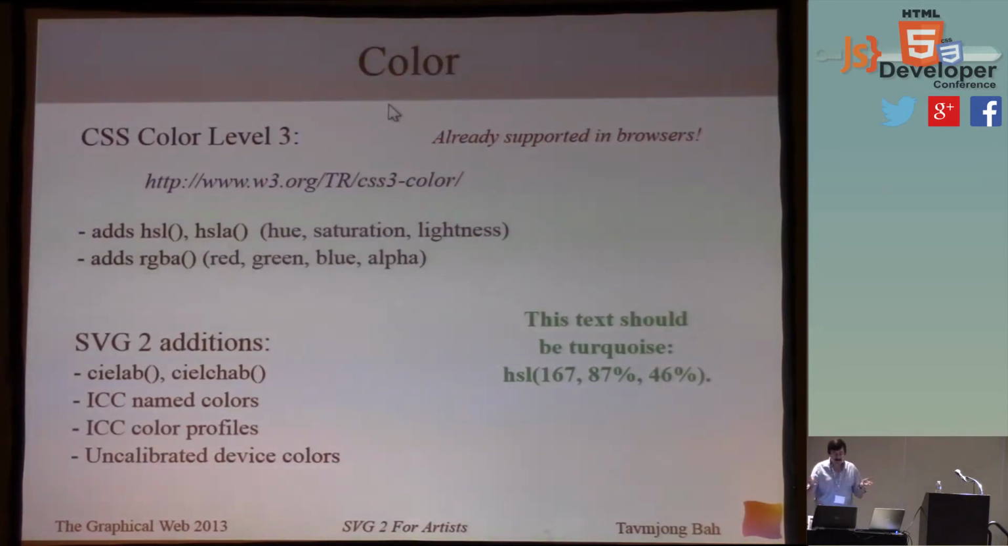Color. CSS color level 3 has already been added to the browsers. So, for example, the turquoise text, that's done right now. In here, I've specified that color using HSL. So that's already in. SVG2 will have some additions. It'll have some different color spaces that are not in CSS color level 3, plus some color correcting stuff that's not in color level 3.